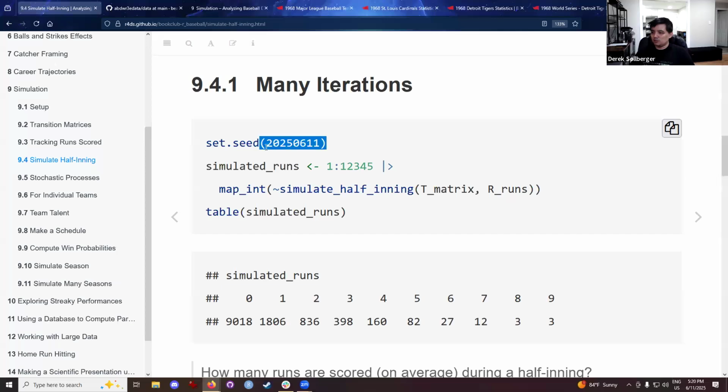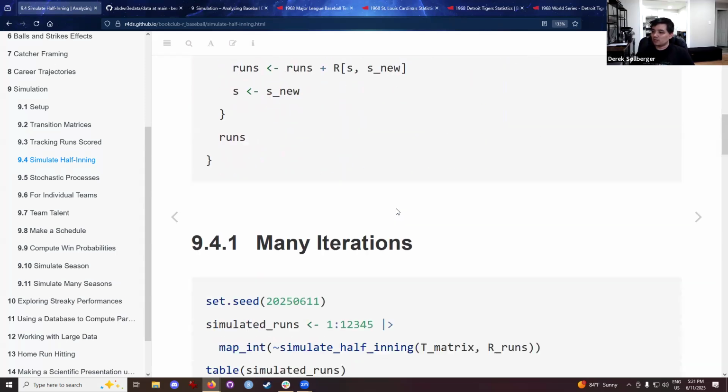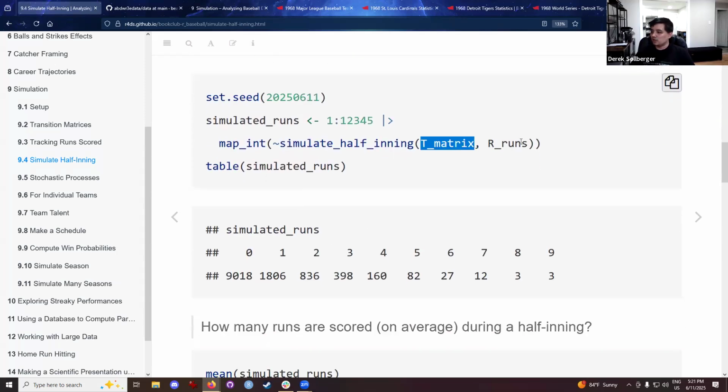In the textbook's code, they used a different seed value, which I am guessing was Jim Albert's birthday. I have no particular reason to use Jim Albert's birthday, so I'm going to use today's date. Run this code about 10,000 times, once again through the map function, to apply the simulate half inning function to our, I'm pretty sure that was supposed to be the probability transition matrix, to our T matrix and the number of runs that are possible in each state.